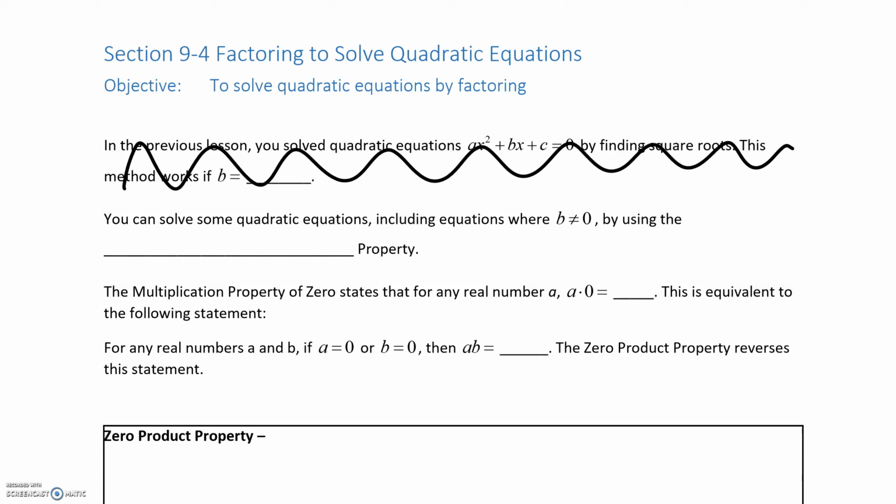We can solve some quadratic equations, including equations where b doesn't equal 0, by using the zero product property. The multiplication property of 0 states that for any real number a, a times 0 just equals 0. That's basically saying that if we have any real numbers a and b, if a equals 0 or b equals 0, then that means that a times b also equals 0. And the zero product property actually reverses that statement.